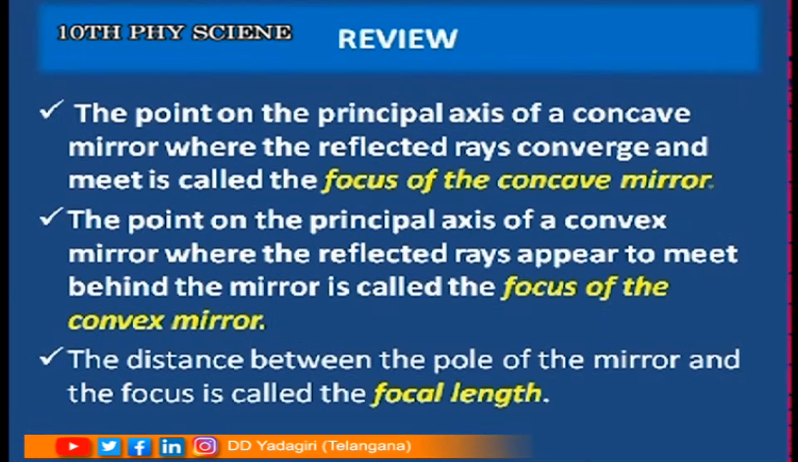And then children, we have also defined the focus of a concave mirror. The point on the principal axis of a concave mirror where the reflected rays converge and meet is called the focus of a concave mirror. The concave mirror is a converging mirror, so all the light rays come together and meet at the focus. The point on the principal axis of a convex mirror where the reflected rays appear to meet behind the mirror is called the focus of the convex mirror. Then we also discussed the distance between the pole of the mirror and the focus is called the focal length. All these definitions, all these terms are very important in understanding this chapter.